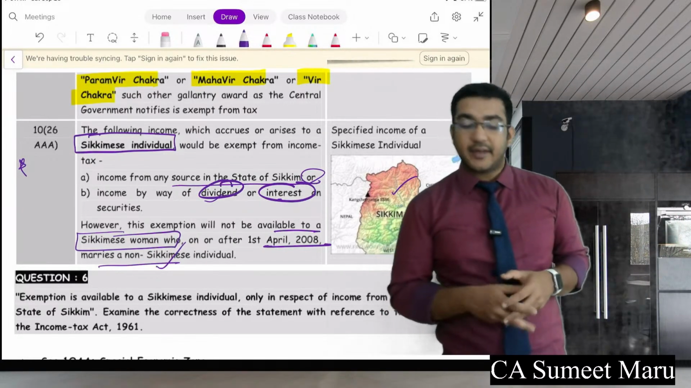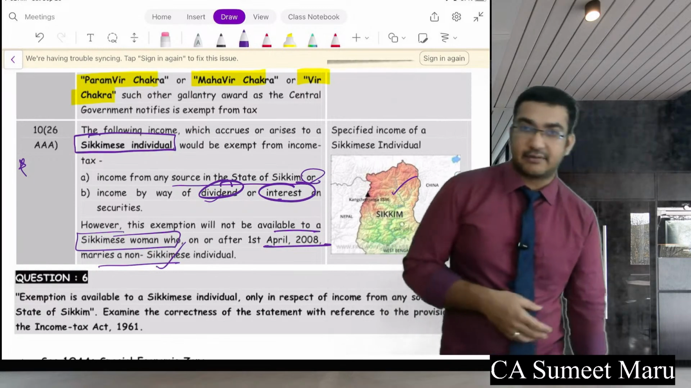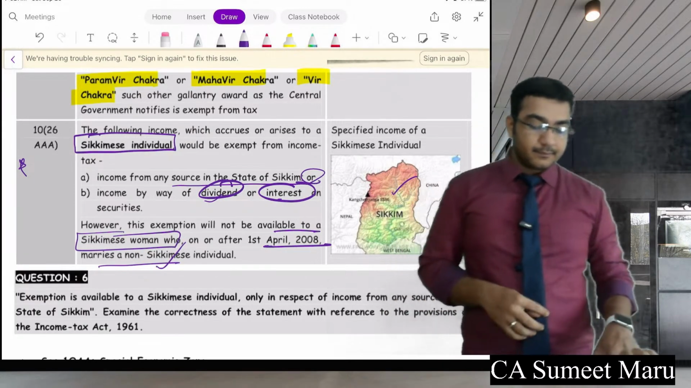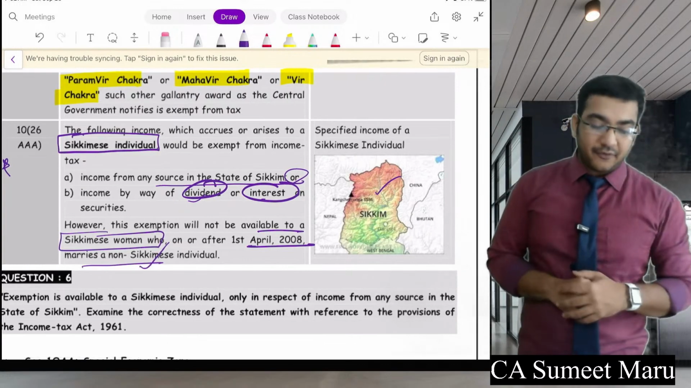Further, any source of income, with dividend and interest as well. Everyone clear? Just go through it once. Tell me if you have any query so far.